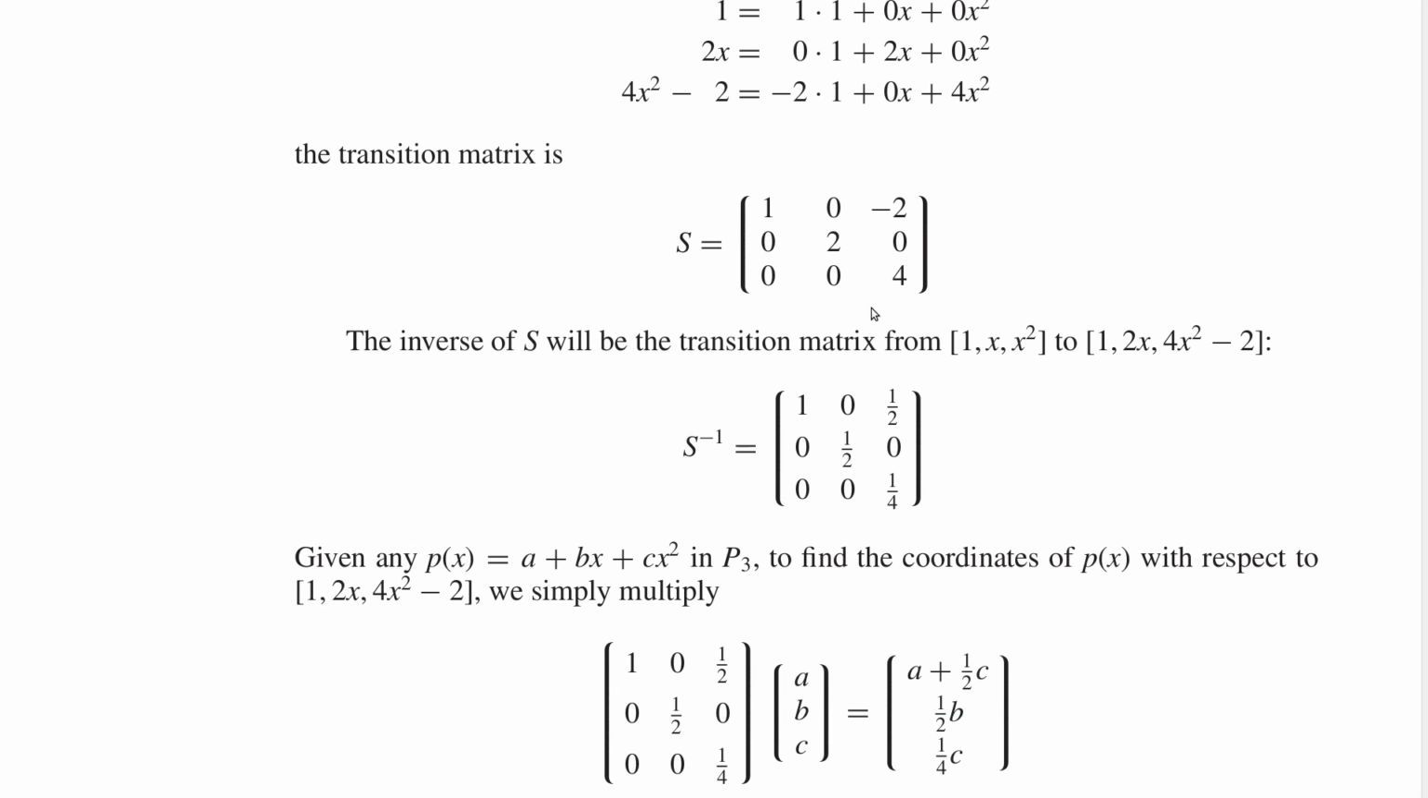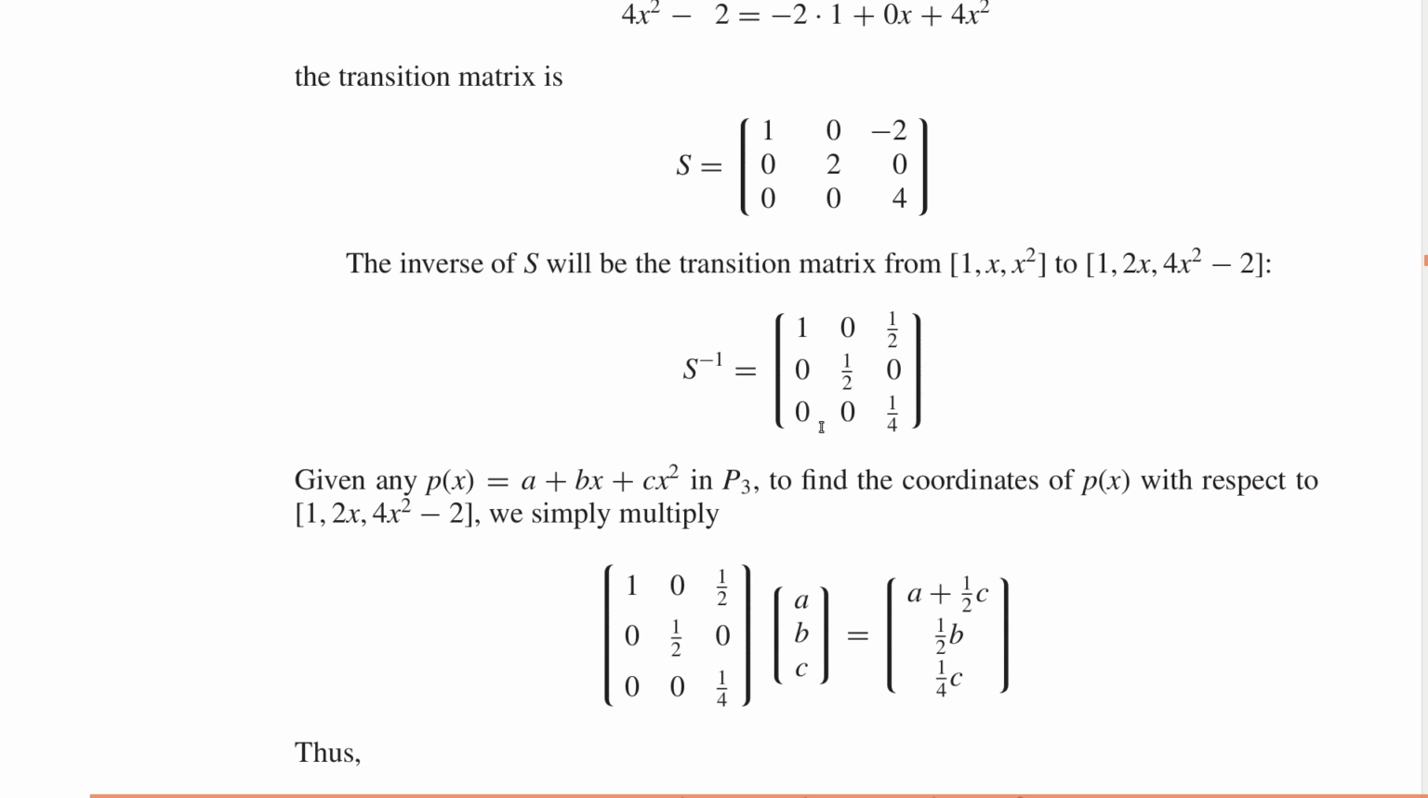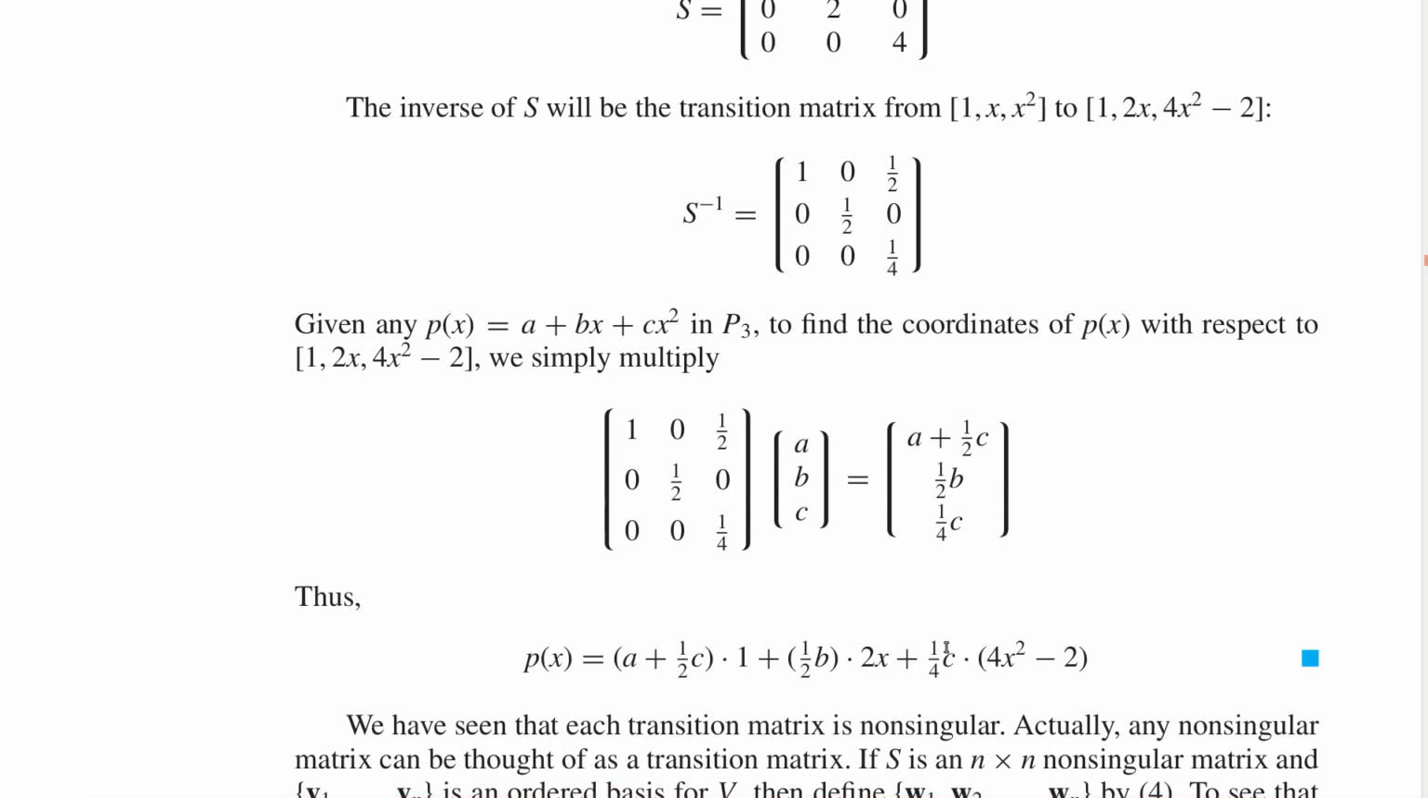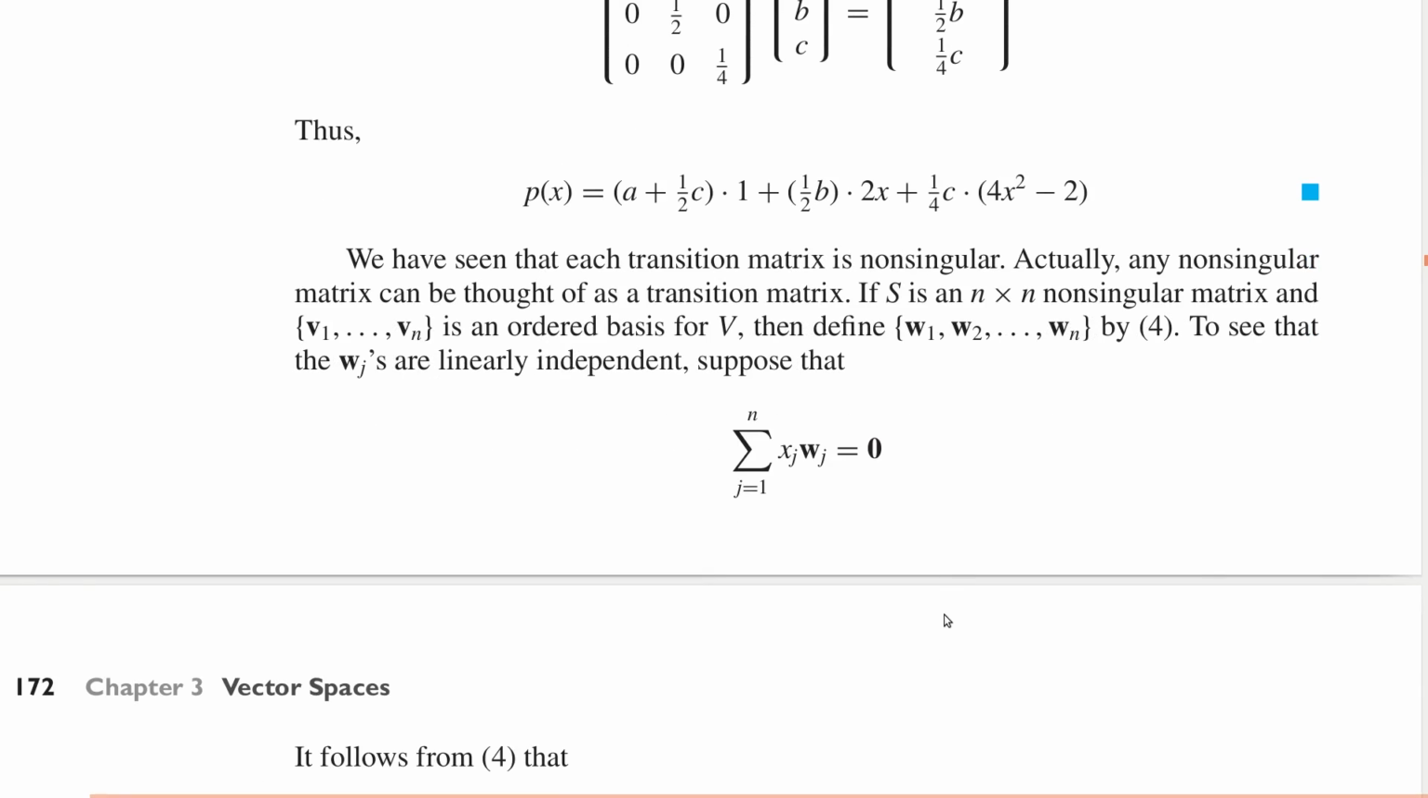Please don't try to use Cramer's rule. Use Gaussian elimination, augment it with an identity matrix, and then use Gaussian elimination to find the inverse. And once you have the inverse, you can represent any vector. If you have a plus bx plus cx squared in P3, you can represent it in terms of these three basis vectors by using this equation, and this equation is nothing but S inverse of y equals x. You can go through this example and it's the same thing.